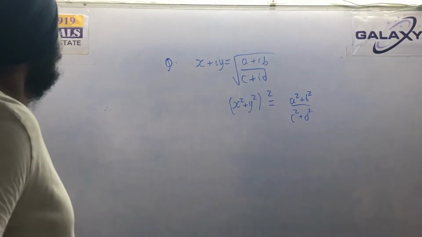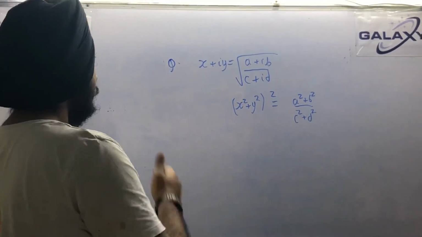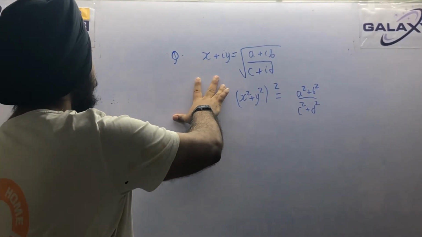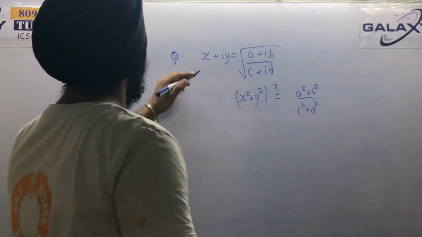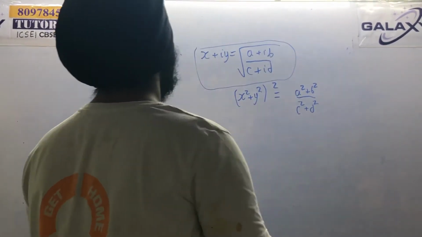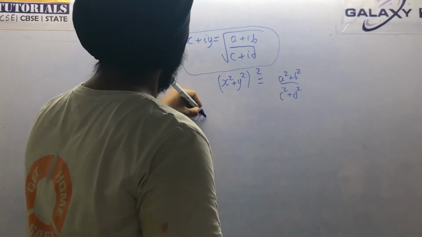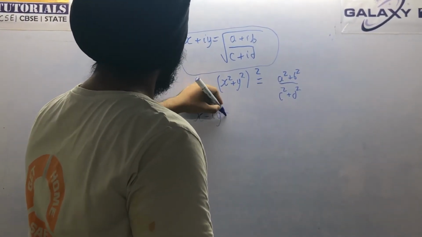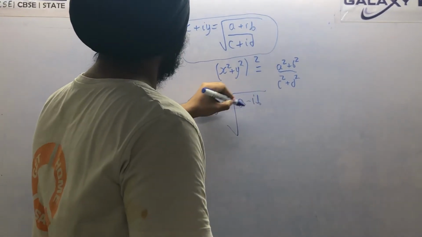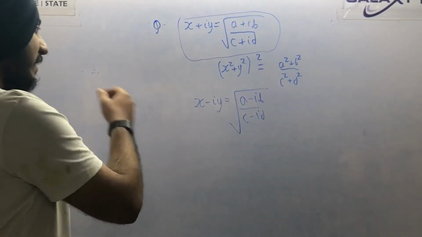Now to proceed in this question, what you will do is basically just take the conjugate of this expression. Why I said take the conjugate, I will show you why. Because see, conjugate is what? x minus iota y is equal to under root of (a minus iota b) upon (c minus iota d). This is the conjugate.